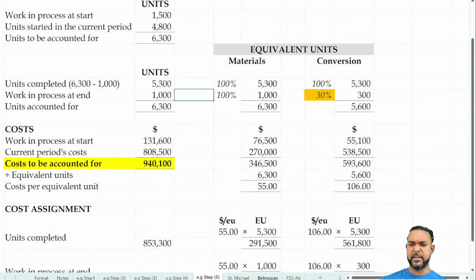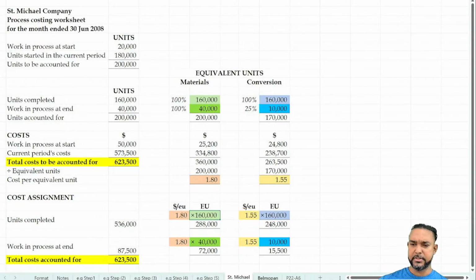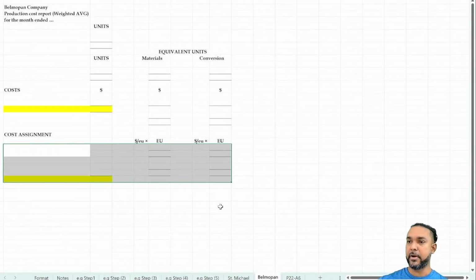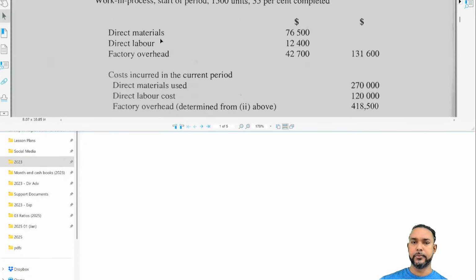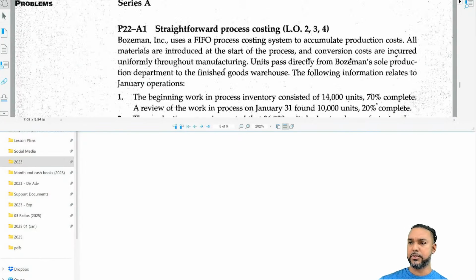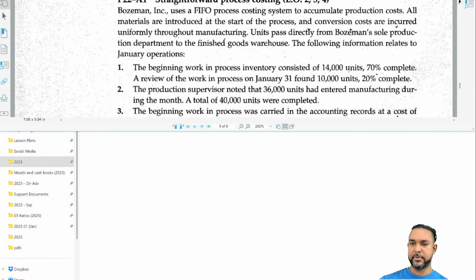I think I gave you guys Belmo Pan for homework? I think I did. Anyhow, I'll do that a bit later because I want to make sure you guys get extra practice. Anyhow, so let's put that down. We'll be using this question. Okay, all right. So I'm gonna maximize that.